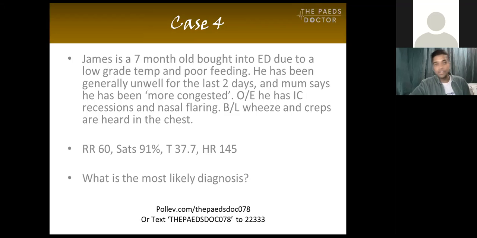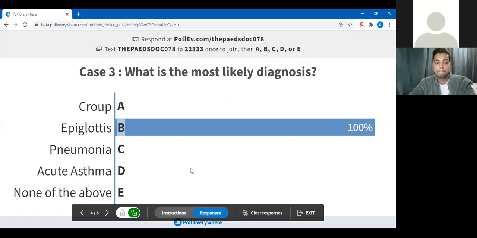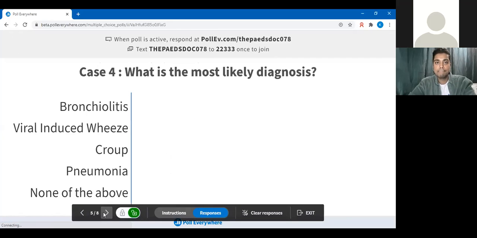From this history, what is your most likely diagnosis? I'll let you have a look at the question for a few seconds, and then we'll go over to the poll. So in this history, what do you guys think?